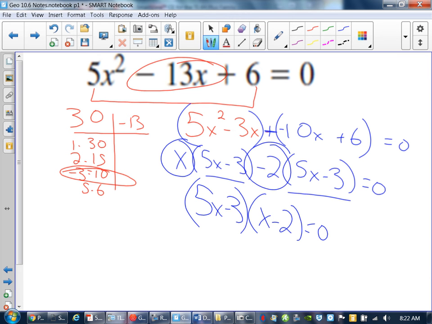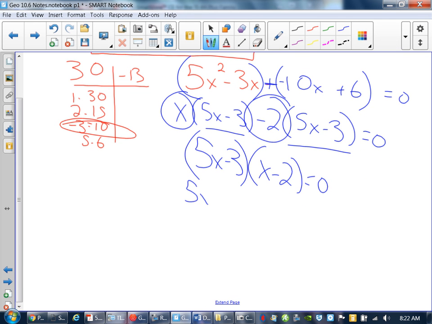What do you mean distribute? You don't have to do that, because you're factoring it out. I'm taking everything and breaking it into other parts. So now you have two things that are equal to 0. 5x minus 3 is 0. One of these is really easy. Which one is it? The right one. What does x equal?